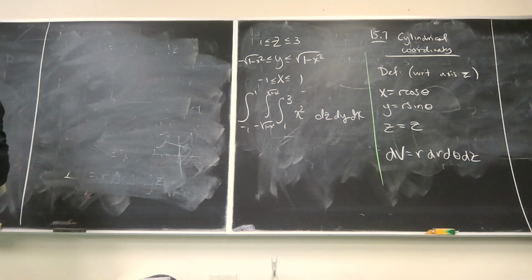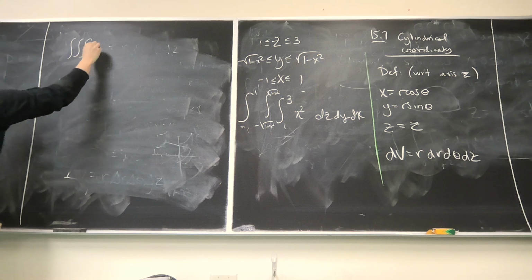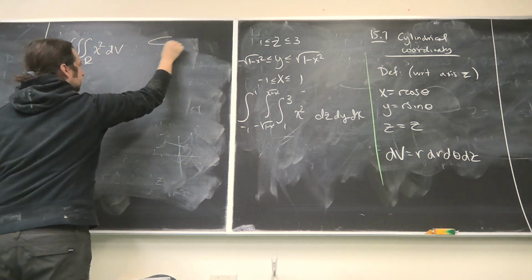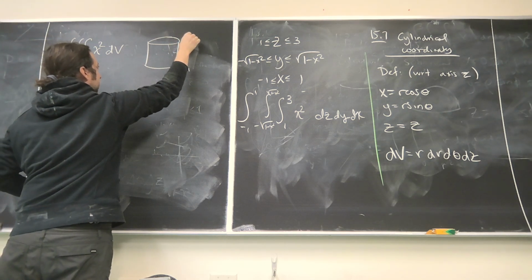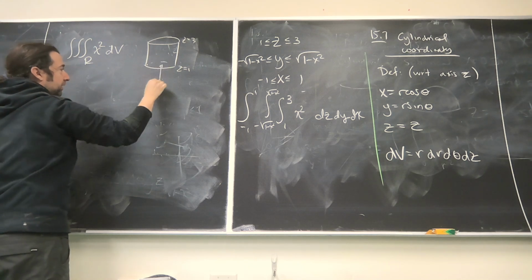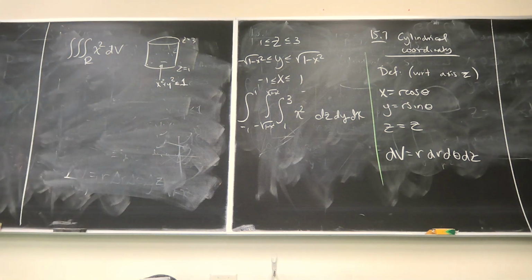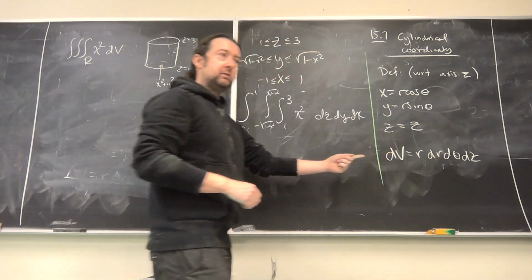Okay, so the integral that we started with was the triple integral over R of x squared dV, and R was a cylinder that went from z equals 1 to z equals 3, and the bounding circle at the bottom was x squared plus y squared less than or equal to 1. So I'm going to suggest that instead of thinking of this in x and y coordinates, we should think about it in r, theta, and z coordinates.